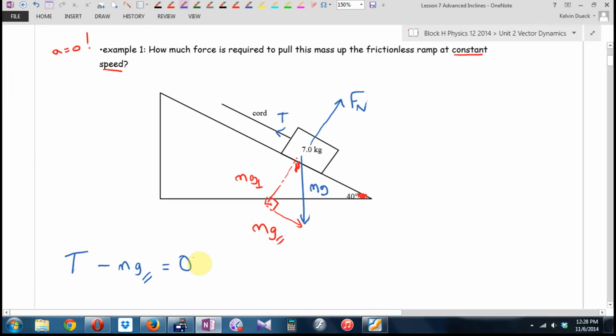Here's what I'm going to do instead. What would I do with that minus mg parallel to make it look prettier? So you know what? Pick your pencils up, and if you just want to go straight to that, I'm good with that. I'm okay with that.